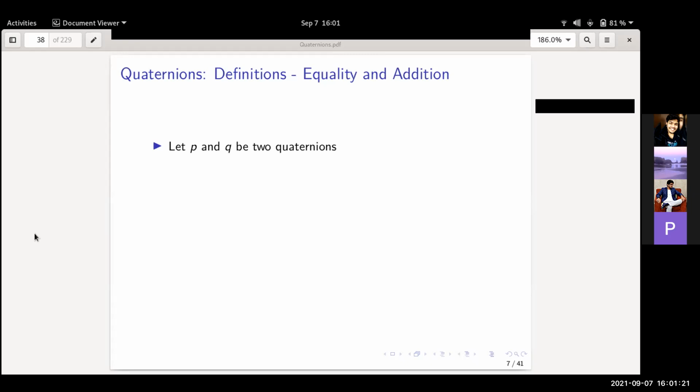Can we make that statement for quaternions? Yes, sir. Quaternions are equal if the components are equal. The most trivial definition. So this is equivalent to the complex number.